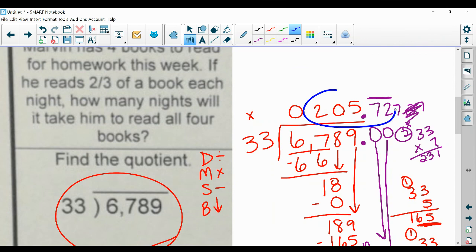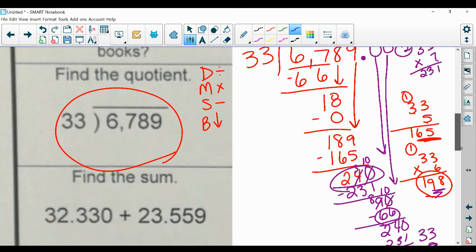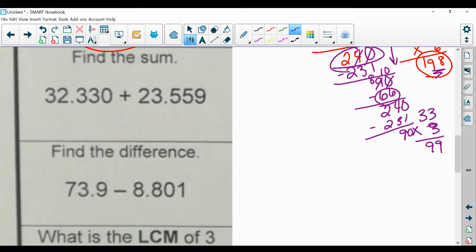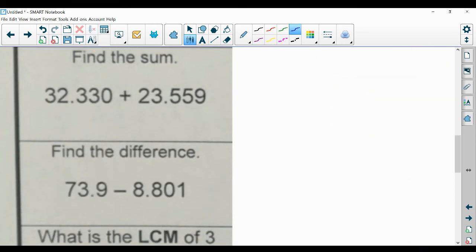So my final answer ends up being 205 and 72 hundredths. Okay? All right, moving right along to the next one.